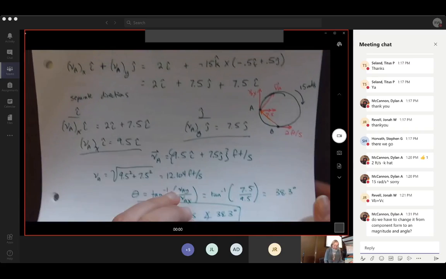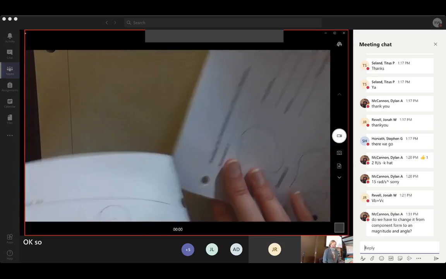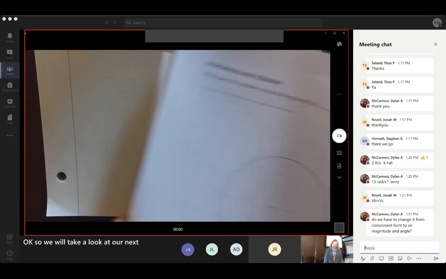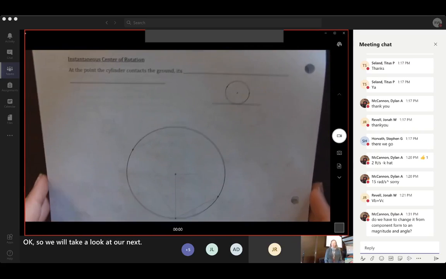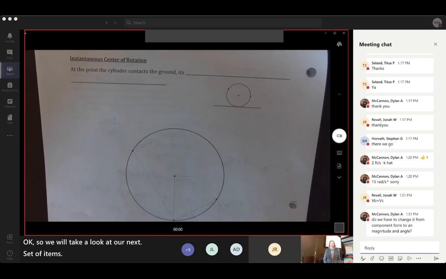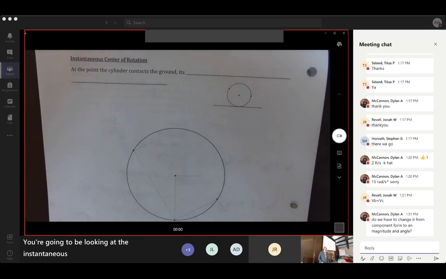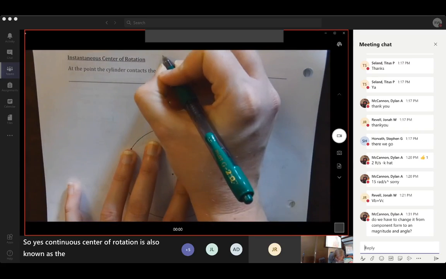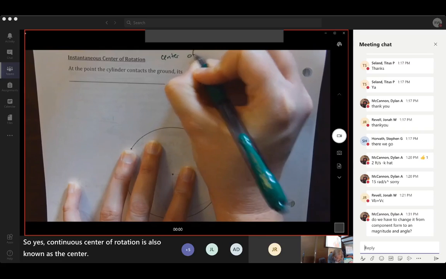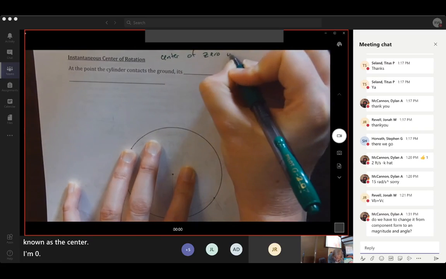Okay, so we will take a look at our next set of items. So we're going to be looking at the instantaneous center of rotation. So the instantaneous center of rotation is also known as the center of zero velocity.